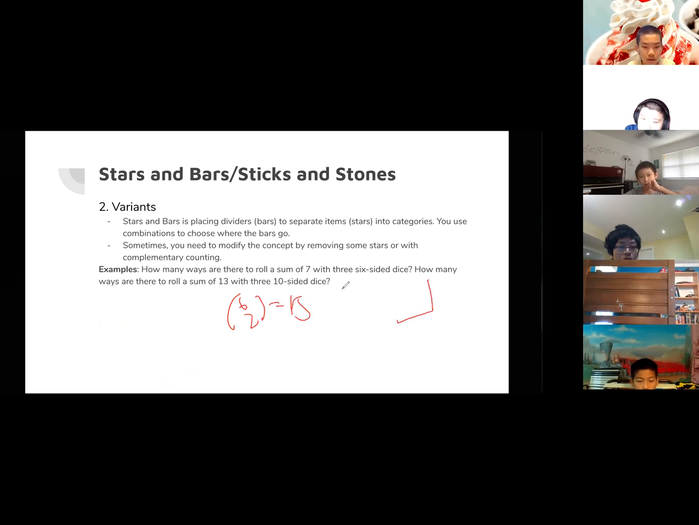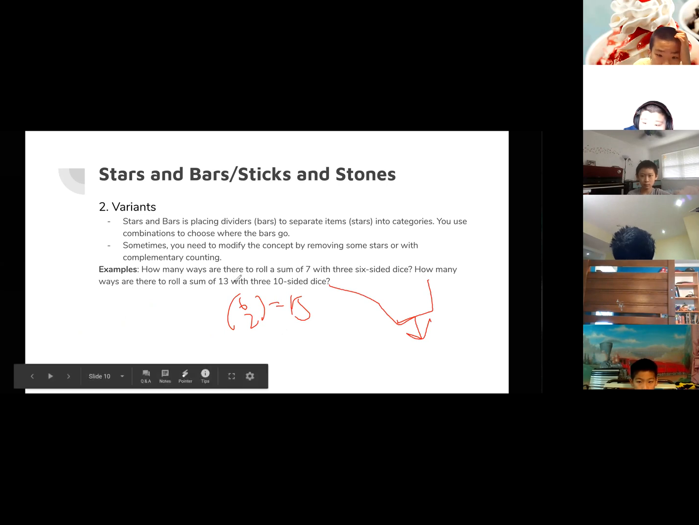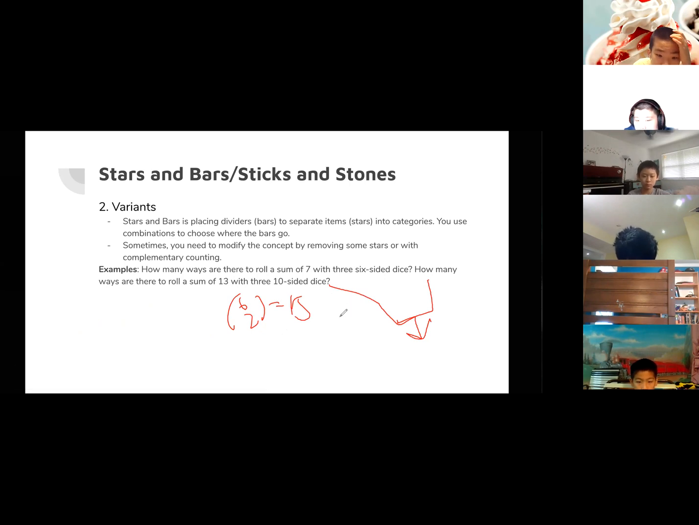For the second one, how many ways are there to roll a sum of 13 with 3 10-sided dice? So this is where it gets interesting. Again, like before, you can't end up with 0, so again we're going to remove. Oh wait, by the way, does anyone have any questions about this process of removing these stars from it?